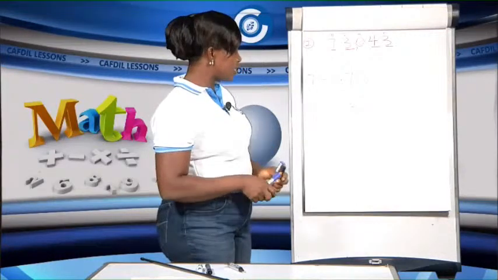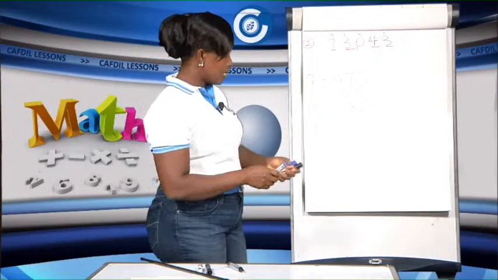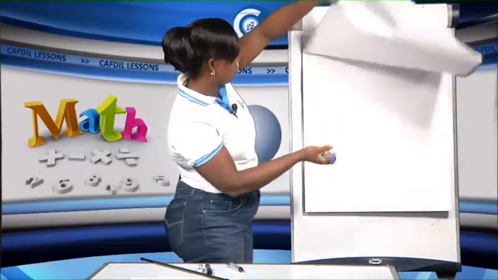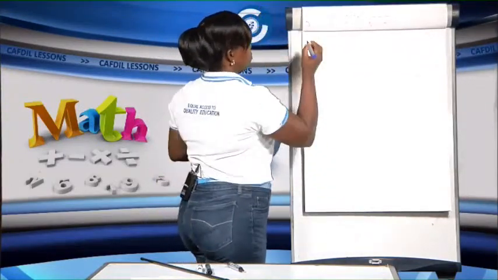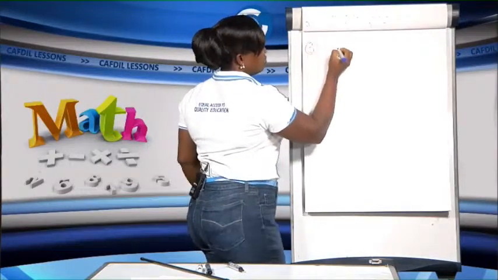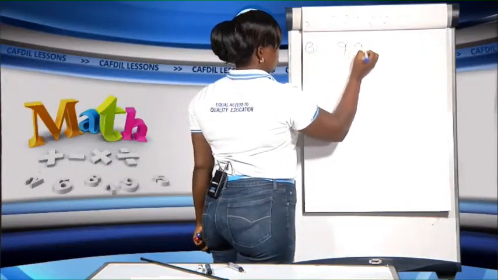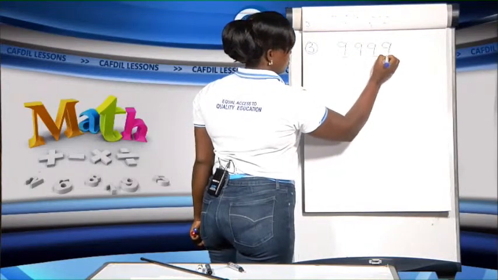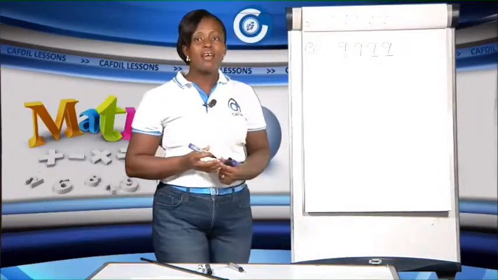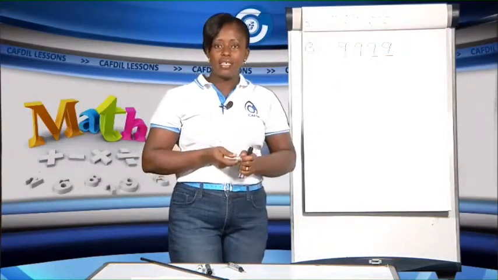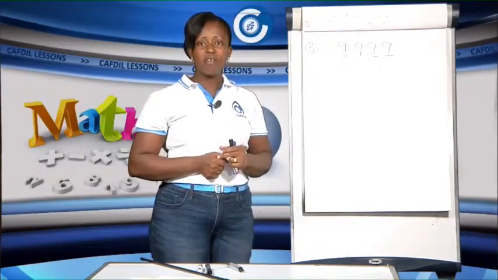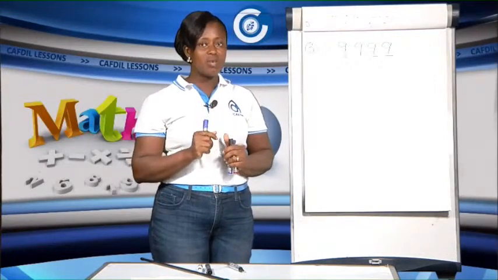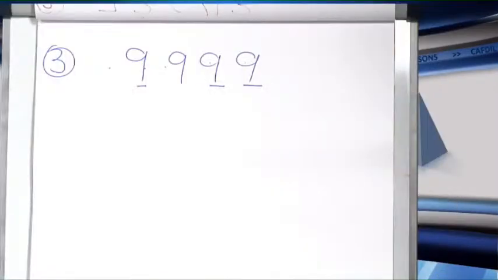I want you to do this for me. The third question. Write the value of the underlined digits. I want you to do it for me. This time you are going to do it. When you are done, we will all do it together. Then you assess yourself. Your time starts now.